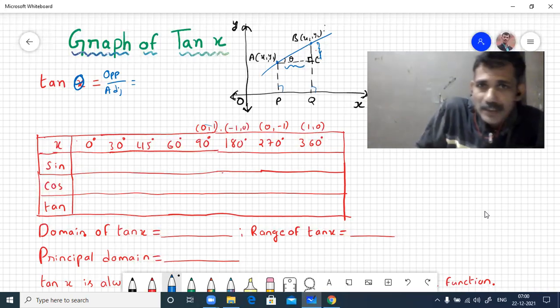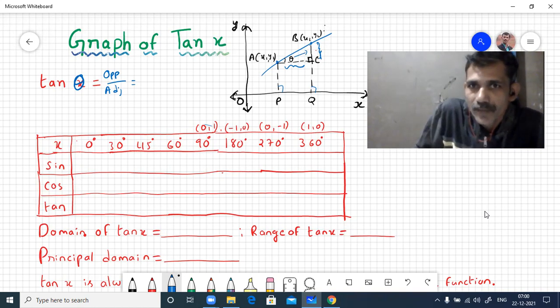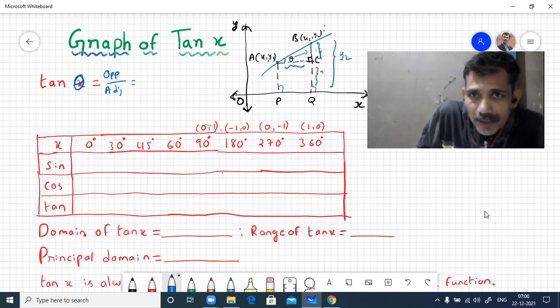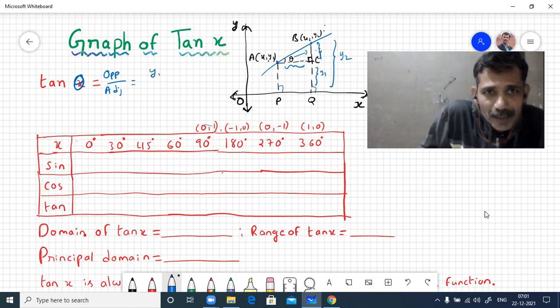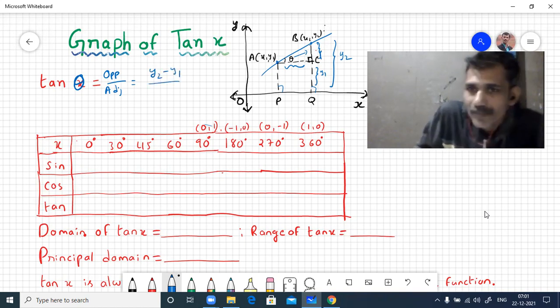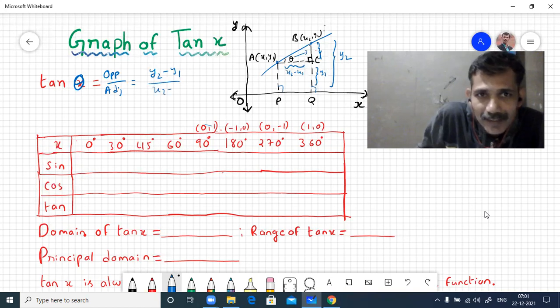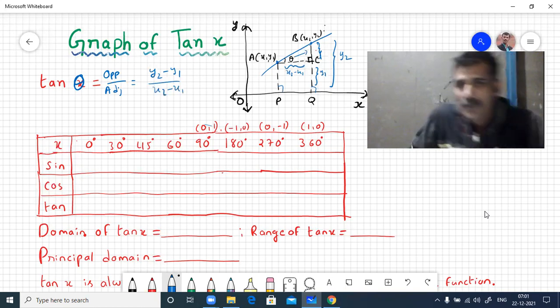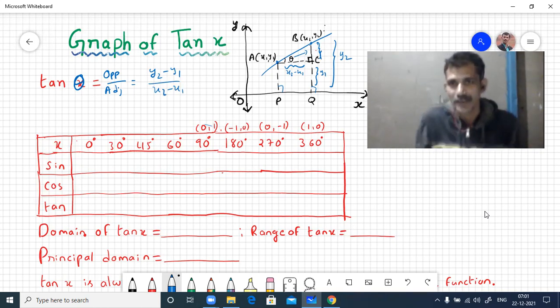Then the opposite side here is BC, so first we have to find the BC length. We know the BQ length, that is the distance from the x-axis, which is y2, and the CQ length is y1. Then BC is, from the total length, you take away this, so that is y2 minus y1. Similarly, the AC length is x2 minus x1. Rise by step, slope, we calculate as y2 minus y1 by x2 minus x1.